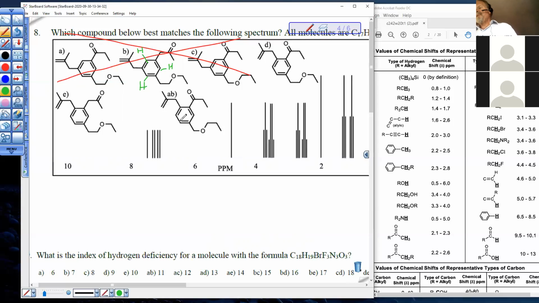This would be a singlet. This would be a doublet. This would be a doublet. This is a singlet. This would be a doublet. This would be a doublet. These all are good candidates on the benzene side of things. So half the choices are gone.